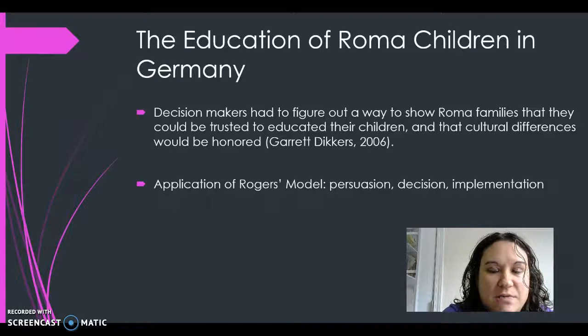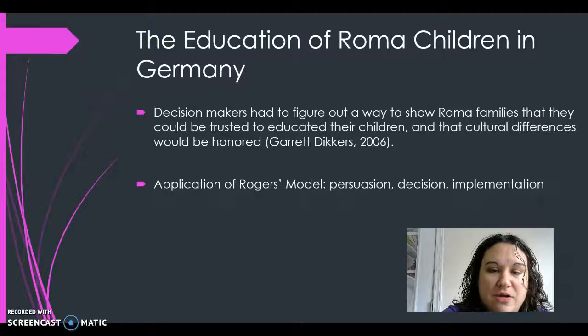So the education of Roma children in Germany I thought was really interesting. I really didn't know anything about it. And so basically decision makers had to figure out a way to show Roma families that they could be trusted in order to educate the Roma children, and that the cultural differences would be honored because they were indeed in Germany. And really, a lot of things had to happen.